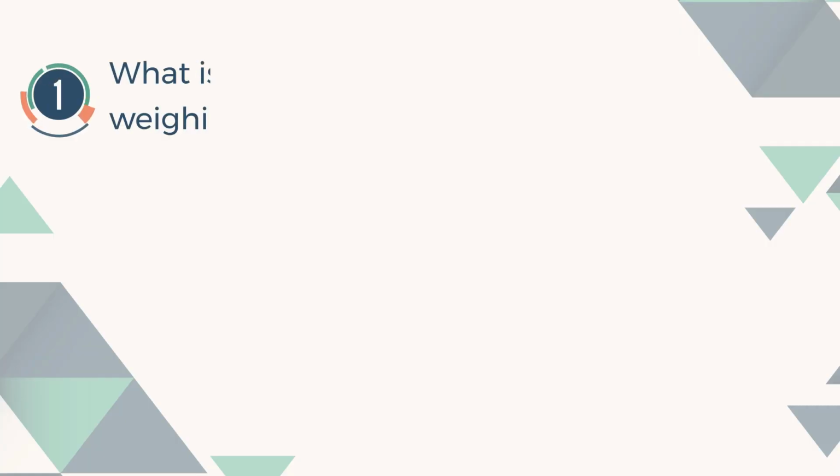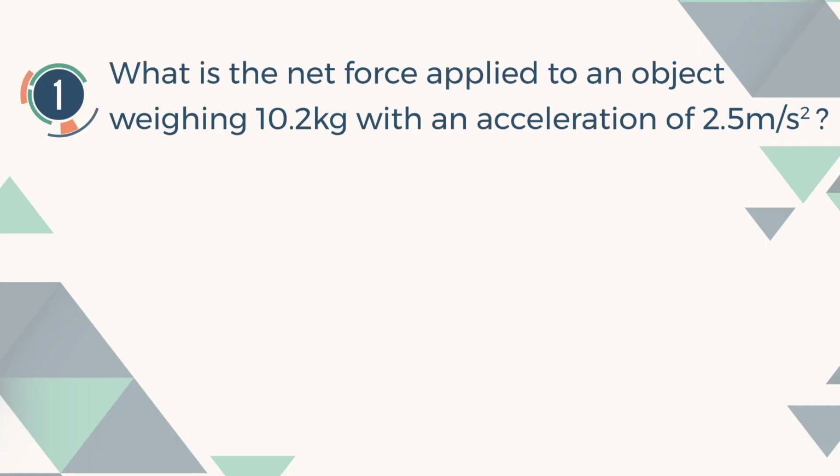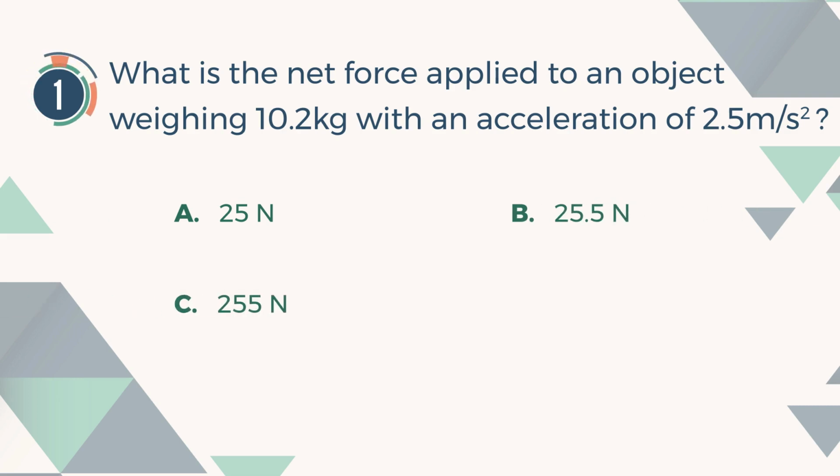Number 1. What is the net force applied to an object weighing 10.2 kilograms with an acceleration of 2.5 meter per second squared? A. 25 Newton. B. 25.5 Newton. C. 255 Newton. D. 2550 Newton.